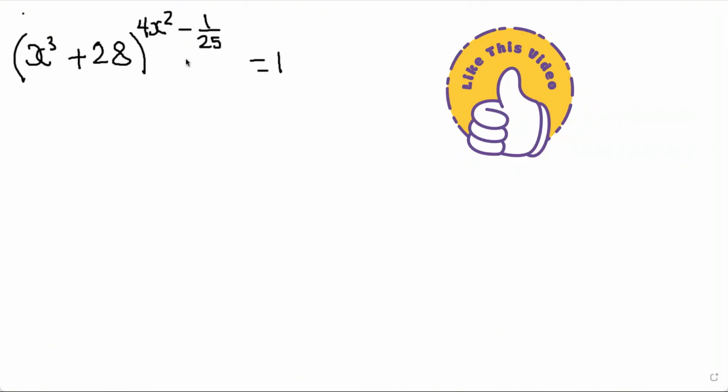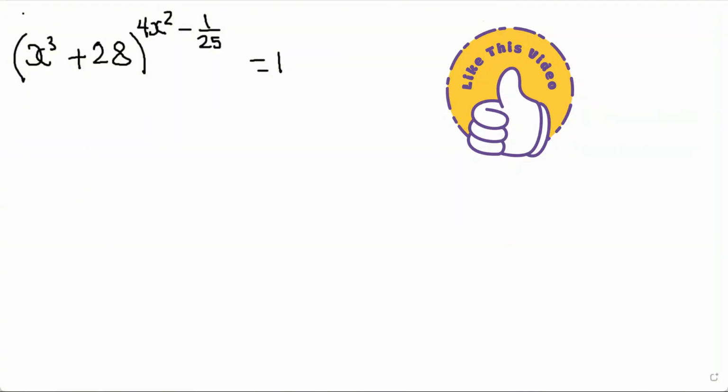So the exponent here is 4x squared minus 1 over 25. We have to make that equal to 0. And then x cubed plus 28, we have to make that equal 1. And that's how we solve this. Again, anything to the power of 0 equals 1.